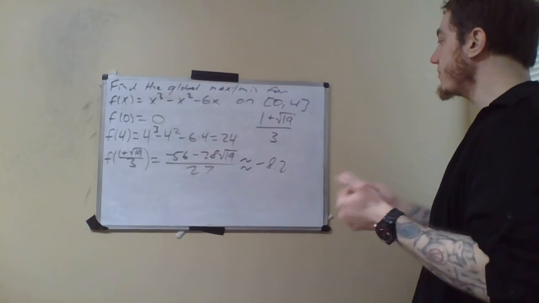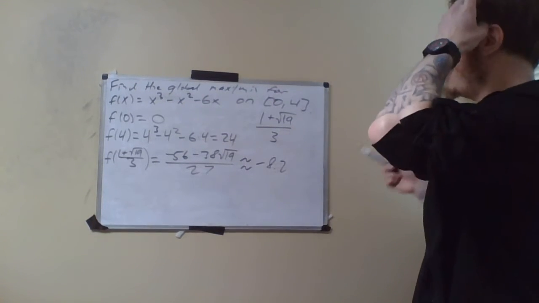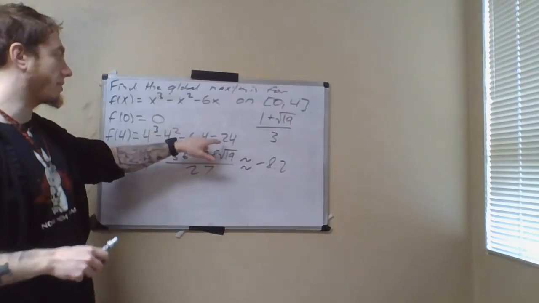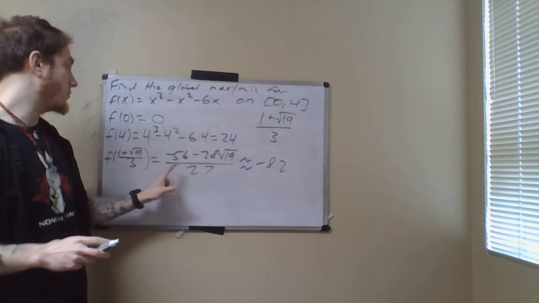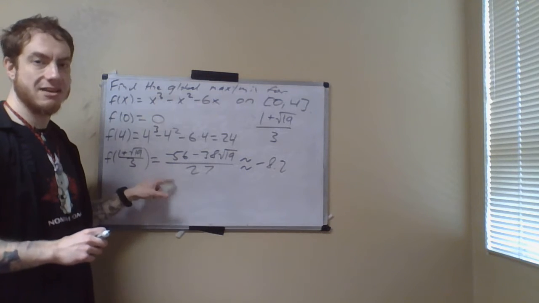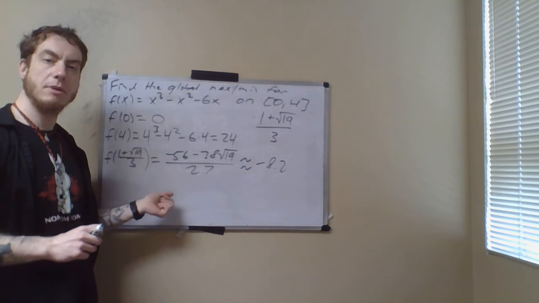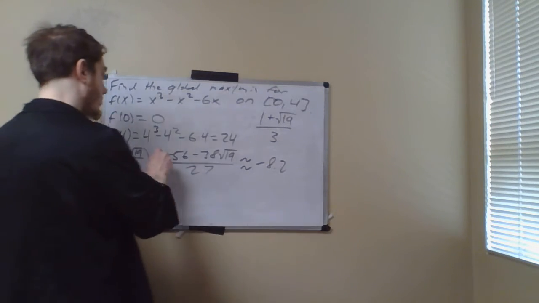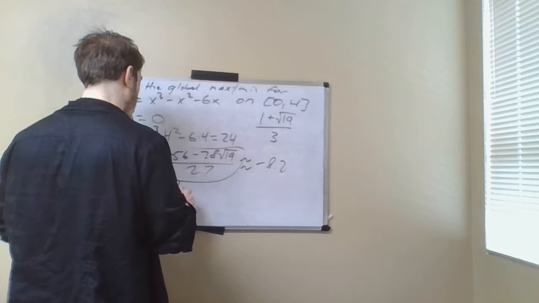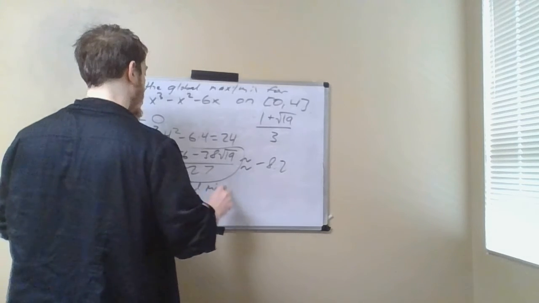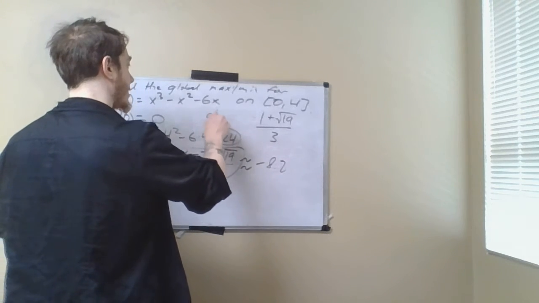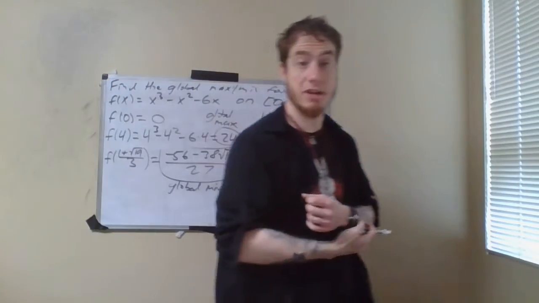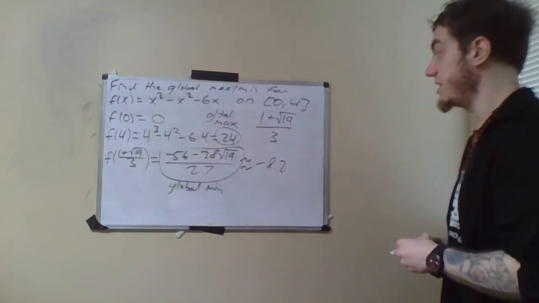And I know, even without looking at the decimal approximation, that this has got to be the global minimum. Because our first possibility is 0, and our second possibility is positive. And whatever this comes out to be, it is negative. So this has to be the global minimum, even before I see that it's around negative 8.2. So this is going to be my global minimum, and this is going to be my global maximum. So there we go. We have figured this out.